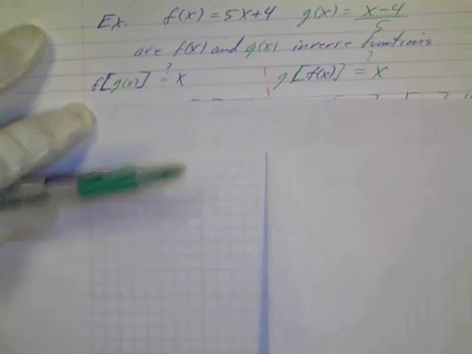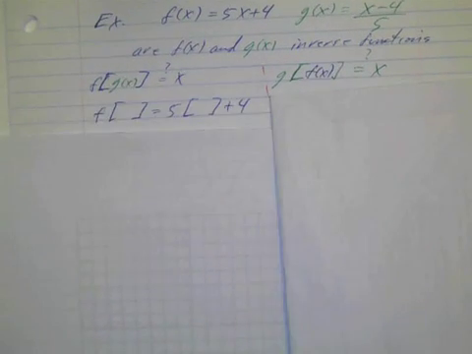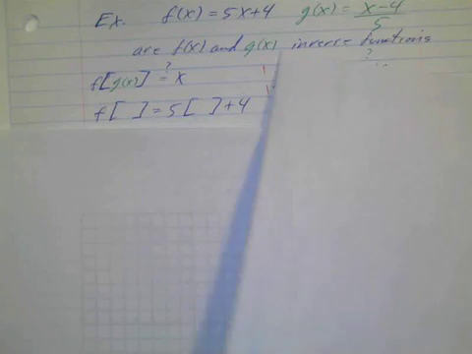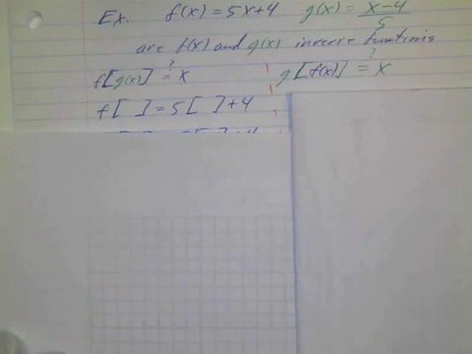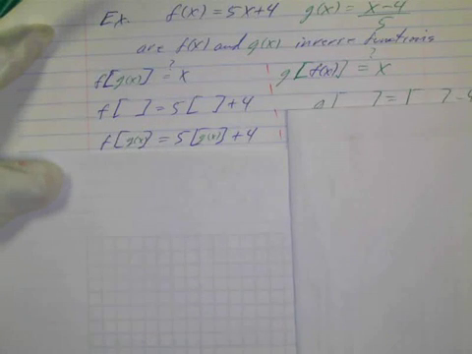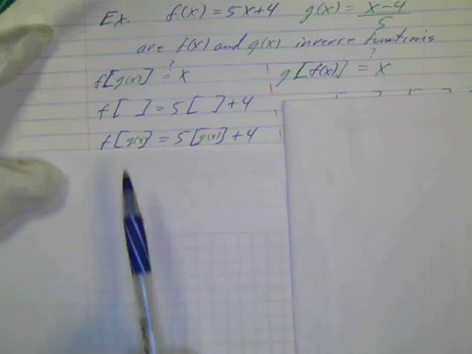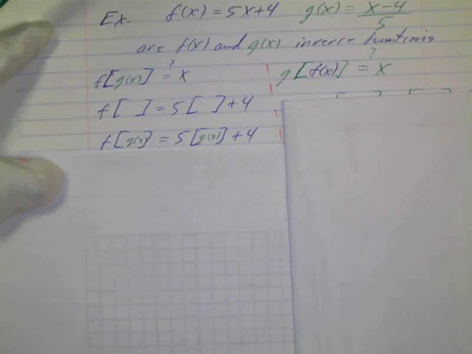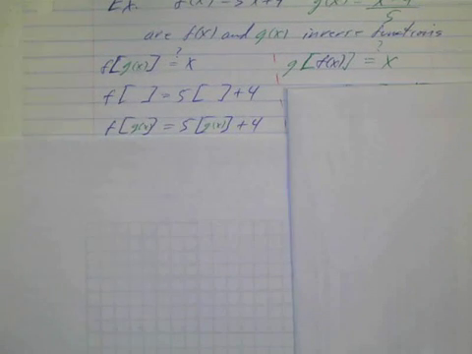So let's find f of g of x. So again, it's a composite function. So the f function, f of something is 5 times something plus 4. And that something is going to be the g of x. So f of g of x is 5 times g of x plus 4.